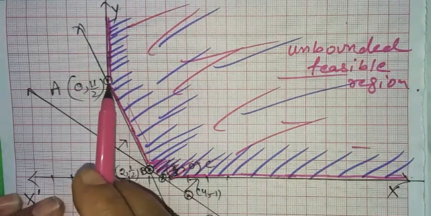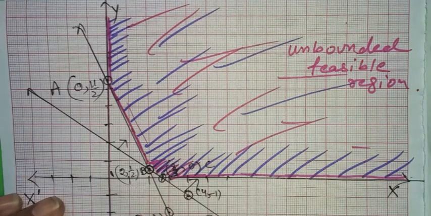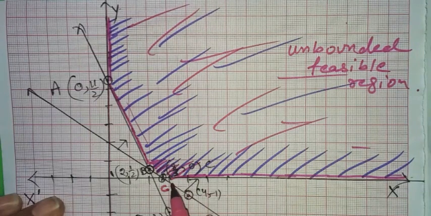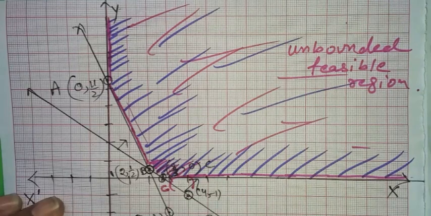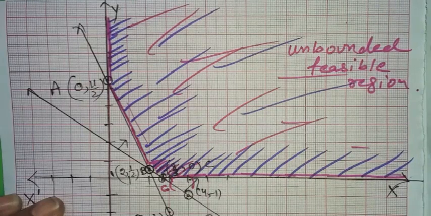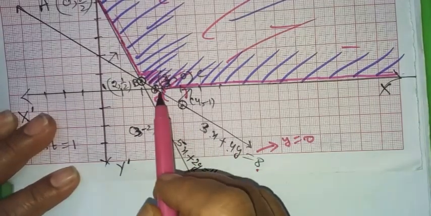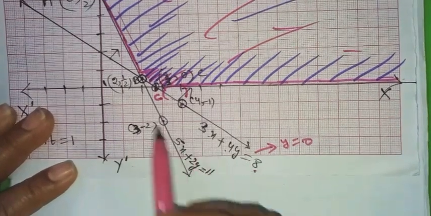You can see one corner point is (0, 11 by 2), A, and the other corner point B is (2, 1 by 2), and then we have this corner point. Let us call it C, and we shall be finding its coordinates, and then only these three coordinates we will have. So you can see C is the point where this line 3x plus 4y equal to 8 intersects with x axis. So this line will intersect x axis when y will be 0.